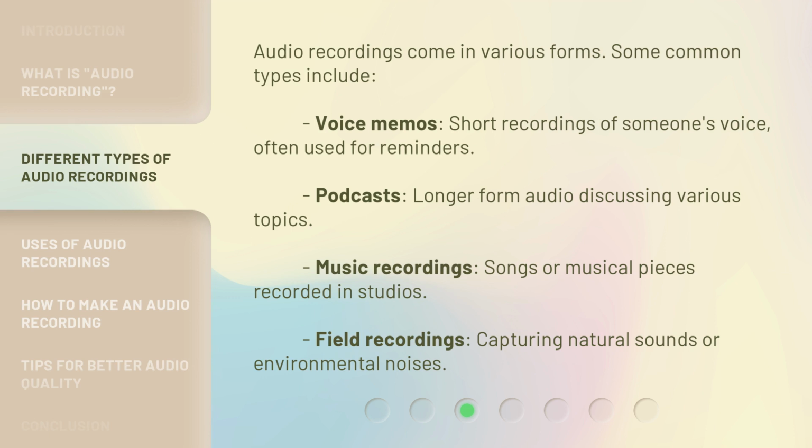Audio recordings come in various forms. Some common types include voice memos, short recordings of someone's voice, often used for reminders. Podcasts, longer-form audio discussing various topics. Music recordings, songs or musical pieces recorded in studios. Field recordings, capturing natural sounds or environmental noises.